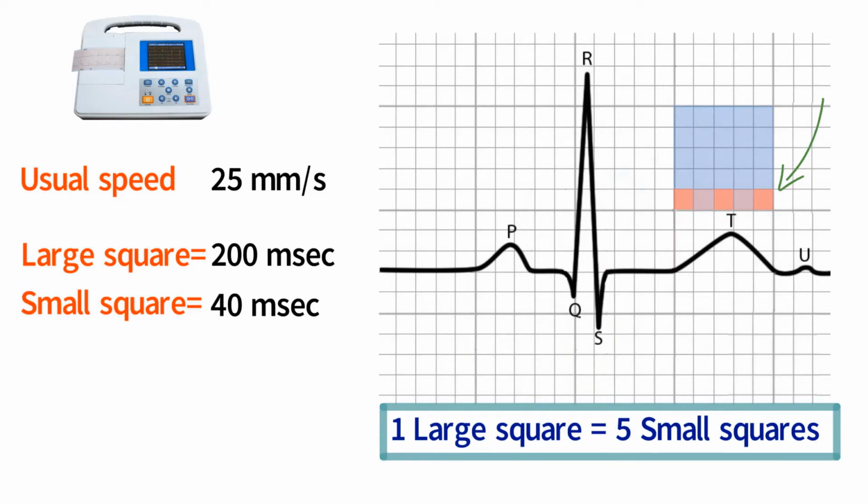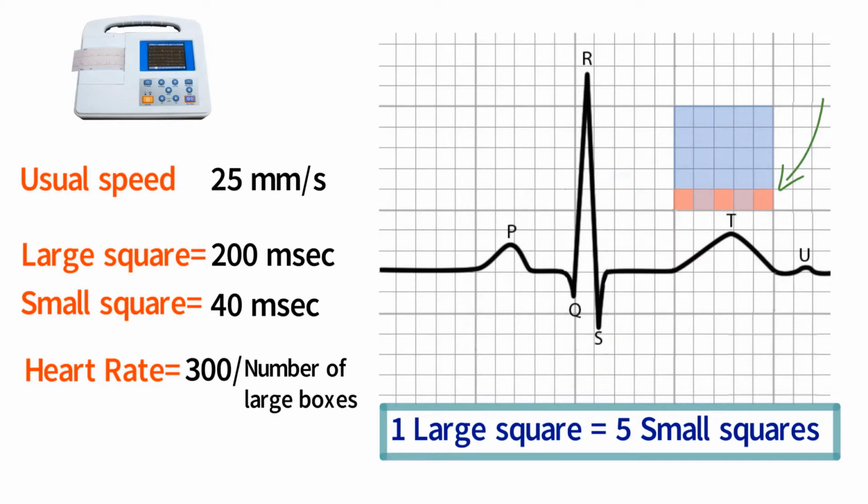And to calculate heart rate in ECG, you divide 300 by the number of large boxes between the two R waves, or you can use another equation, which is the same thing: 1500 divided by the number of small boxes.